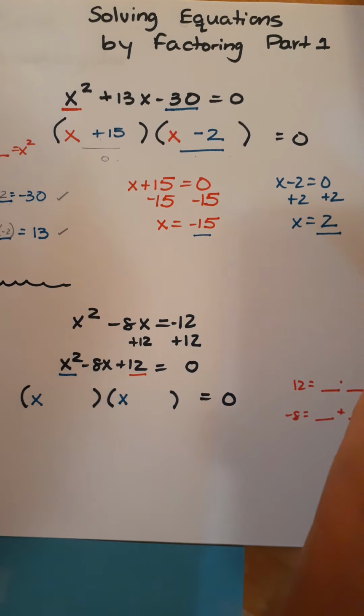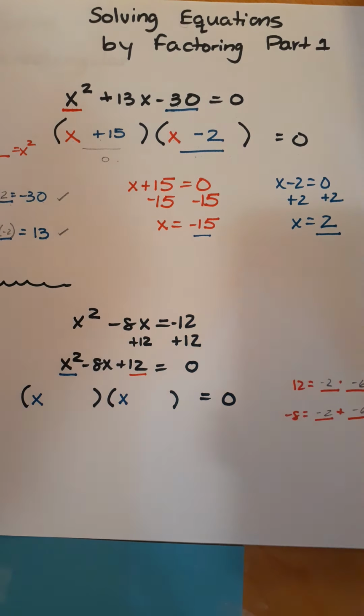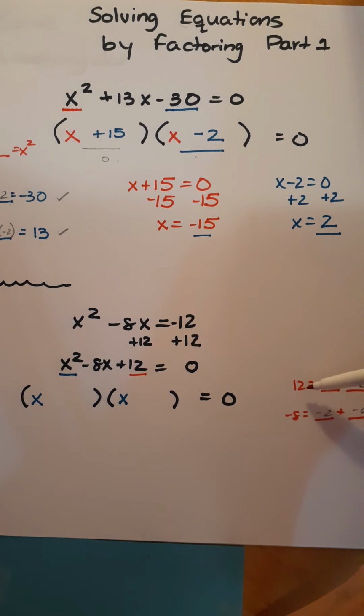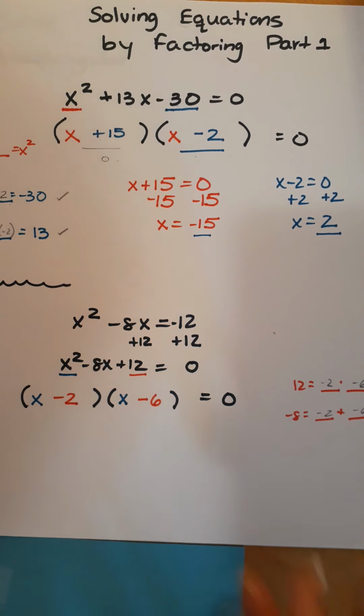And now let me take my trusty pencil. Let's see. Well, I know negative 2 and negative 6 give me positive 12. When I add them up, do I get negative 8? Yep, I sure do. And there's my answer. Now you could try out negative 3 and negative 4. You get 12 positive as the answer, but when you add them up, you get negative 7. We're looking for negative 8. And this one works. So x minus 2, x minus 6.